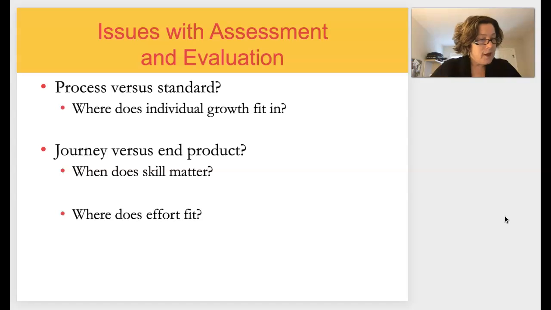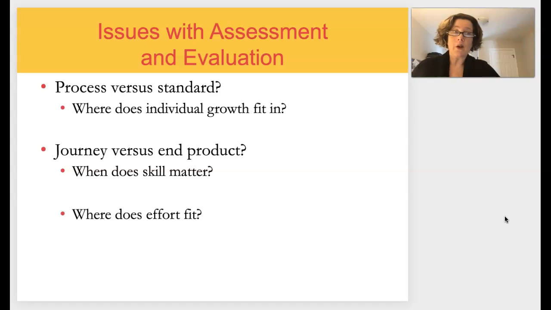We all know that maybe we were the kids who didn't really have to put that much effort into learning, but we just did well on tests. Maybe we know somebody who has to put so much effort into learning and still gets kind of mediocre grades. Does effort have a place in evaluation? Does it have a place in our summative evaluation of students?